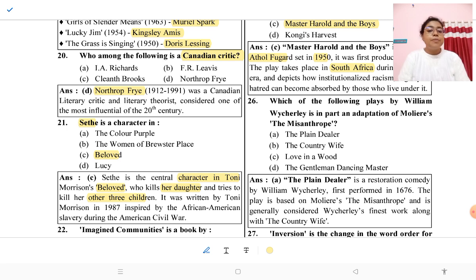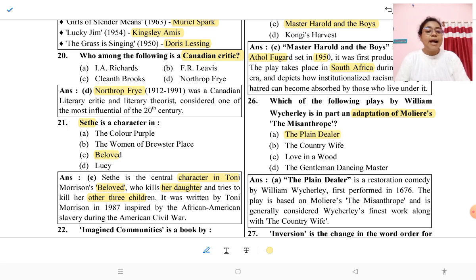Which of the following plays by William Wycherley is in part an adaptation of Molière's The Misanthrope? So William Wycherley is most important for UGC NET because most of the time they focus on restoration comedians, and they ask their publication dates, the authors, the authors' chronology, and you should know William Wycherley and his works and other restoration comedians' works. So here the answer will be Plain Dealer.